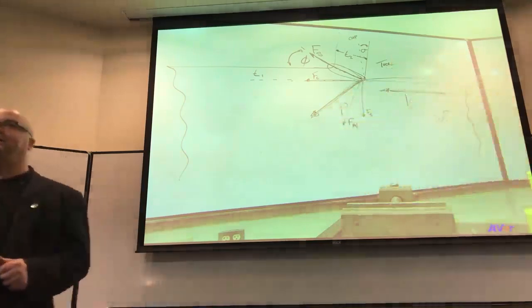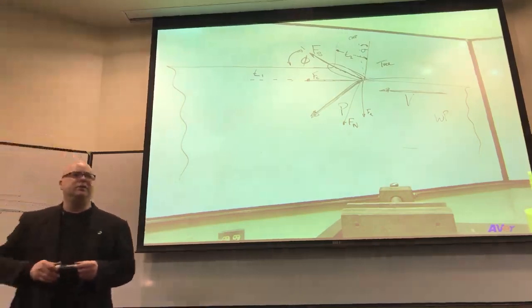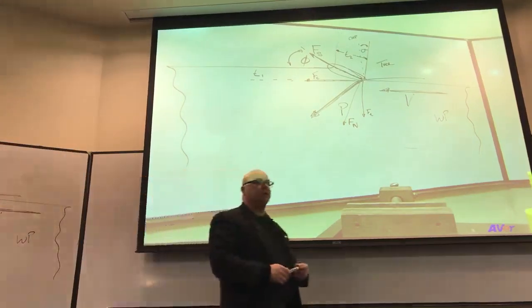How do you measure FS? How do you measure that shear force? Could you envision a way to directly measure the shear force?